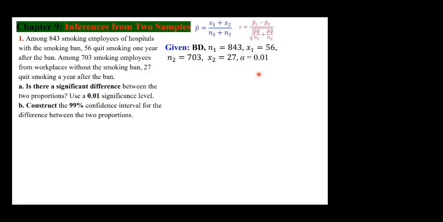So a couple of things. P bar is x sub 1 plus x sub 2 over n sub 1 plus n sub 2. And we need that for the z, which is p1 hat minus p2 hat over the square root of p bar q bar over n1 plus p bar q bar over n sub 2. Needless to say, you have this formula in the formula sheet. So a couple of things we need to do before we move on.